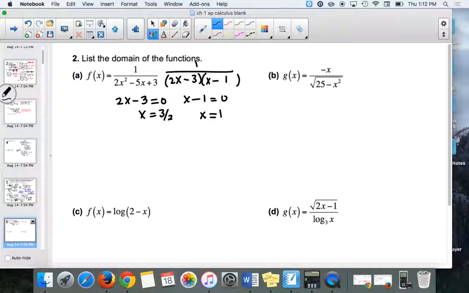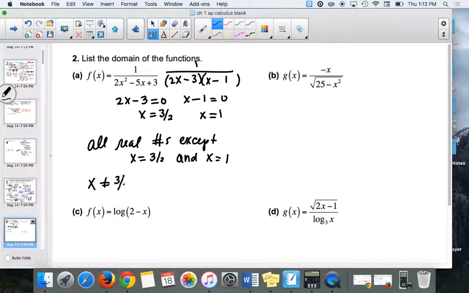So for our domain, we would write all real numbers except for x equals 3 over 2 and x equals 1. Kind of a lot to write, right? You know the easiest way to write it? X does not equal 3 over 2. X does not equal 1. Isn't that easier? Put you through the torture of writing it all out. If I don't put that it's a real number, you assume that they're real numbers.